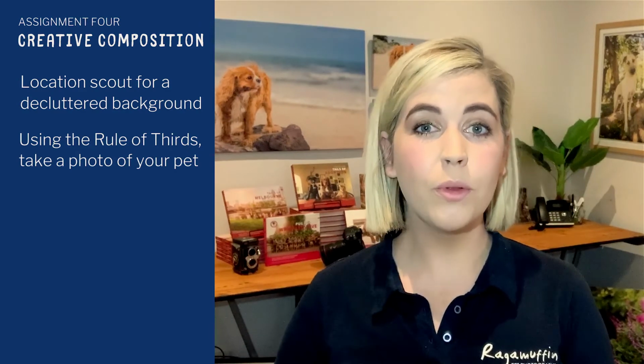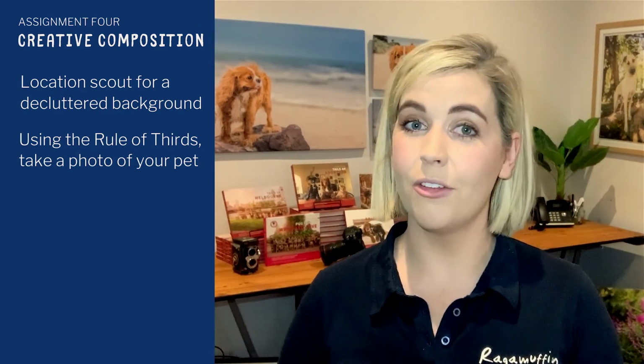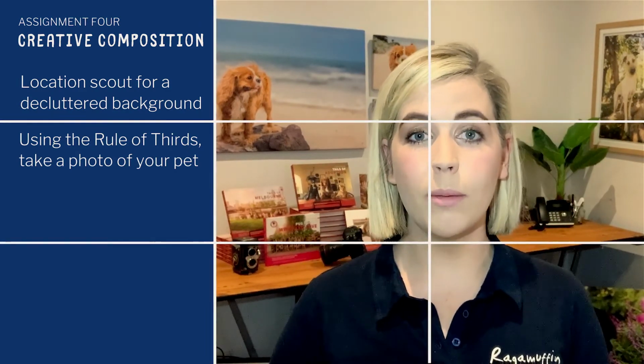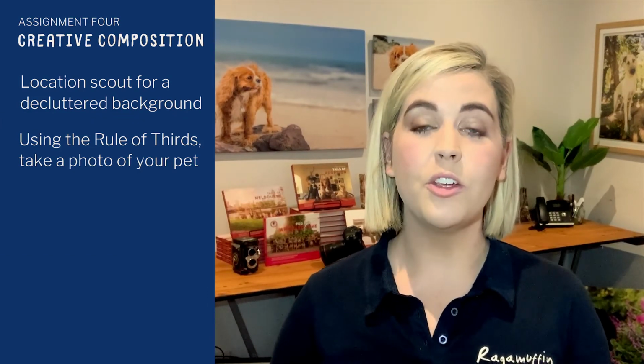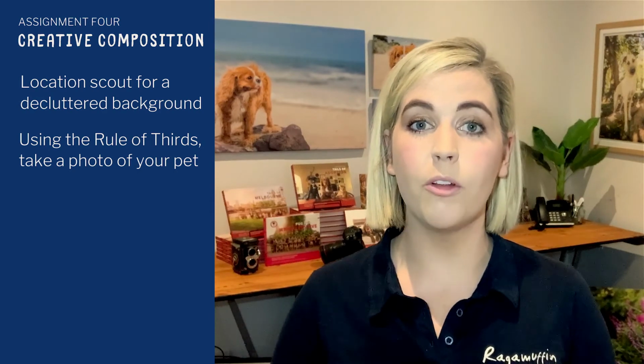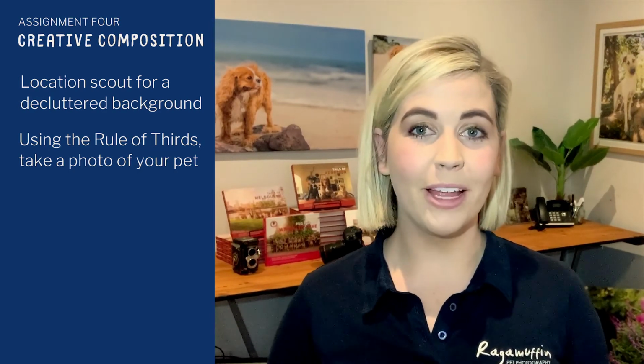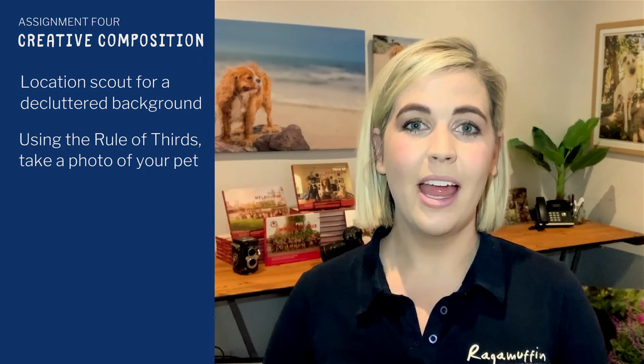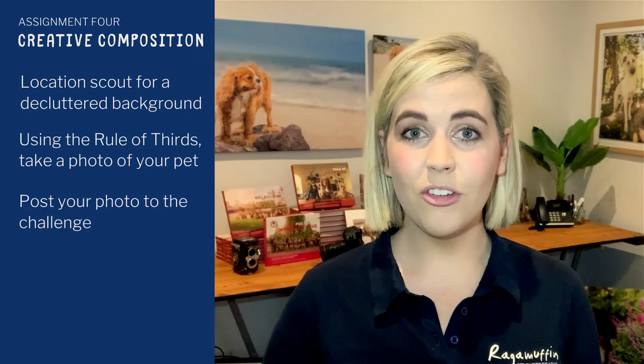Next, you're going to use the rule of thirds when taking a photo of your pet at this location. So remember, you're dividing your image up into equal thirds, and you are going to place your subject along one of the power lines or at one of the spots where the horizontal and vertical lines intersect. Have a play around, experiment a little bit, and then post your photo in the challenge and leave a comment on someone else's.